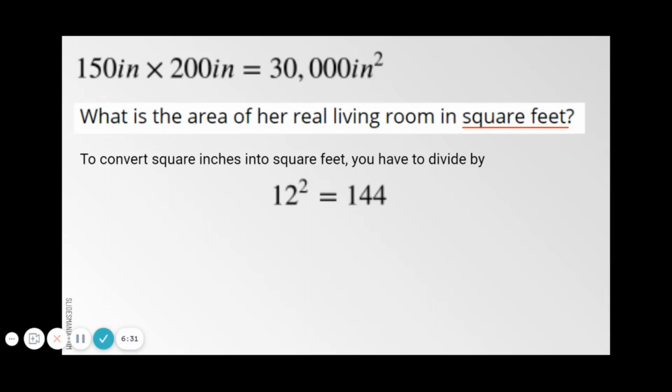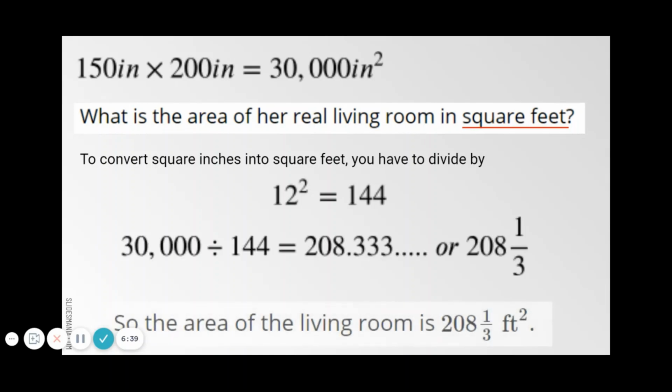Since 12 inches makes a foot, 12 squared is equal to 144. So we can divide 30,000 by 144 to get 208.333, or hopefully we know that 0.3 repeating equals 1/3. So the area of the living room is 208 1/3 feet squared.